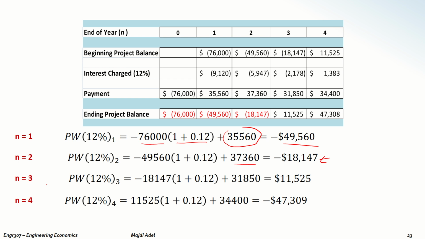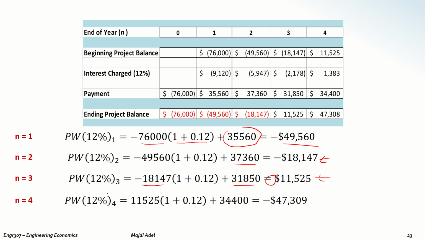At the end of the third year it's going to compound for one interest period, and I repaid $31,000. So the amount of the loan remaining is plus 11,525. As you can see, the net present or the project balance is now becoming positive.